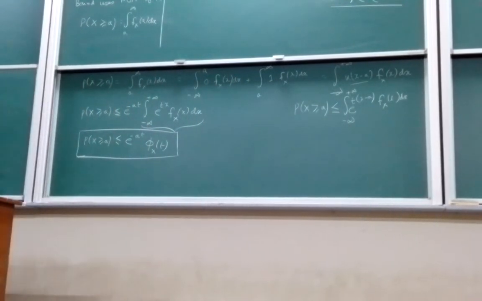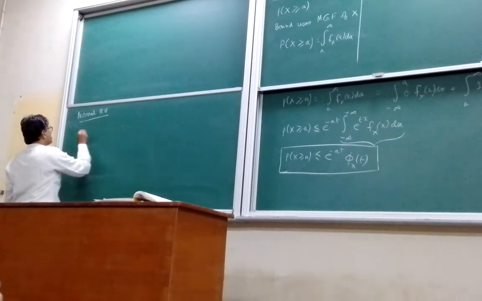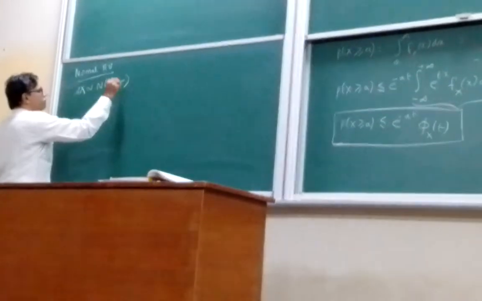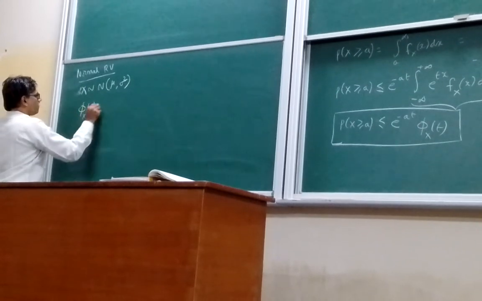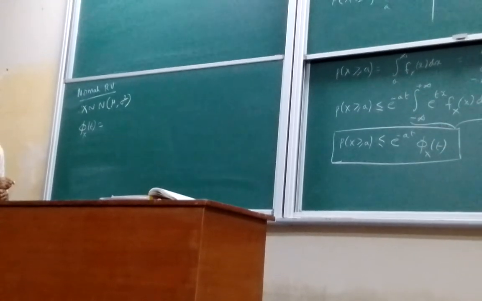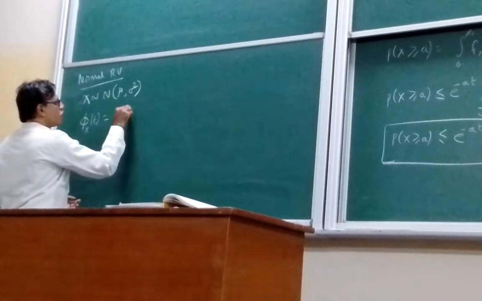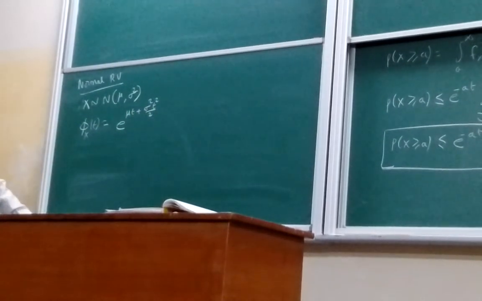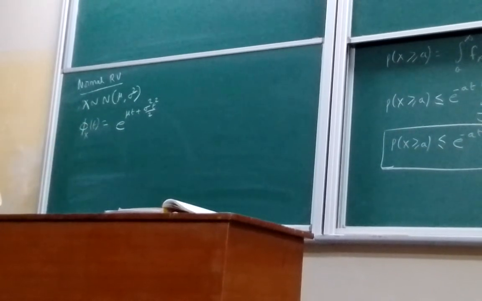So what you will do is first take a normal random variable X, which is N of mu comma sigma squared. And what is the MGF of the normal distribution with mu comma sigma? We have already derived it. It is e power of mu t plus sigma squared t squared by 2. It will be a refresher for you. So this is what the MGF of the normal one is.